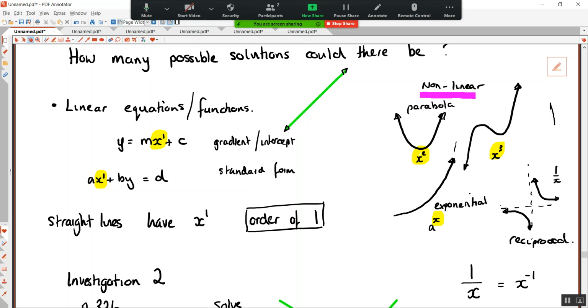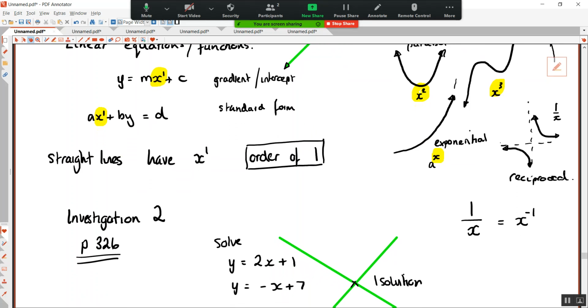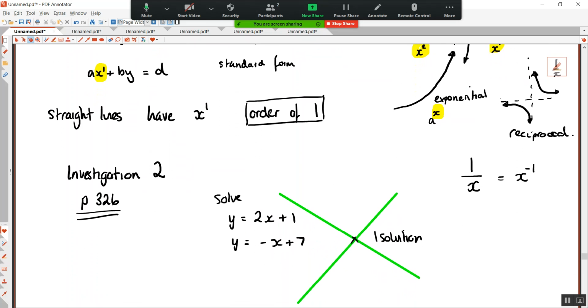All right, so what we then did was we looked at investigation 2 on page 326, and we started looking at how many possible solutions. And I asked people and they said, oh, well, it's always going to be one solution because I've got two lines and they cross. Yeah. And they only cross at one point because they're straight lines. Make sense?